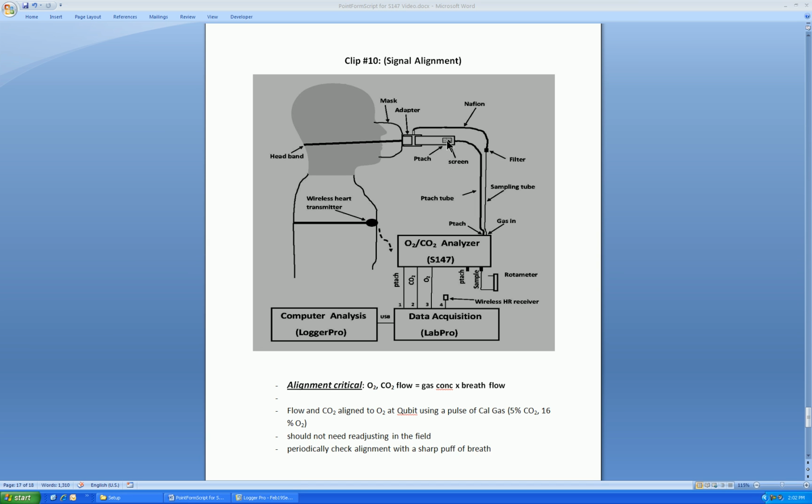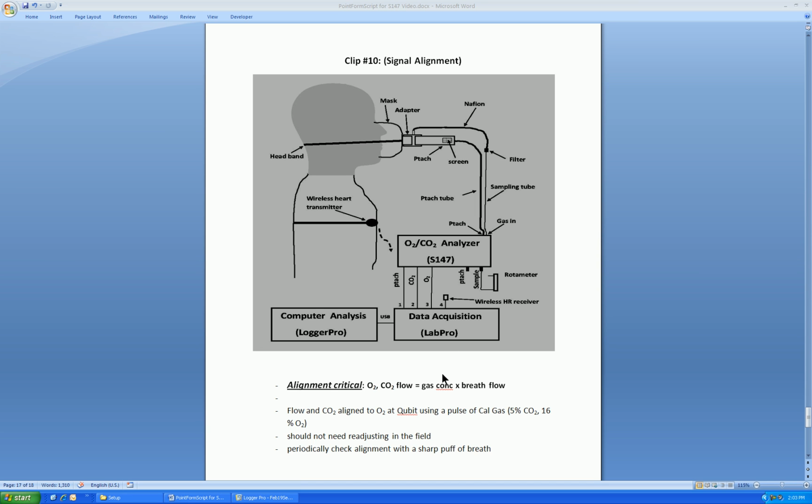As was touched on in an earlier clip, the flow measurement for breath is obtained from the small differential pressure created across the PTAC screen. This differential pressure travels at the speed of sound and hence is detected almost instantaneously in the S147. The gas signals, on the contrary, being pumped at 300 mils per minute down the sample line, take about 0.8 seconds to reach the gas analyzers in the S147.